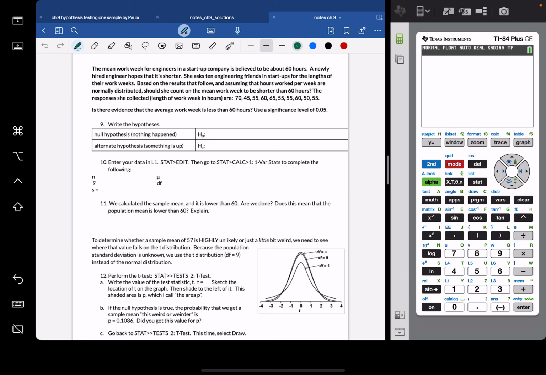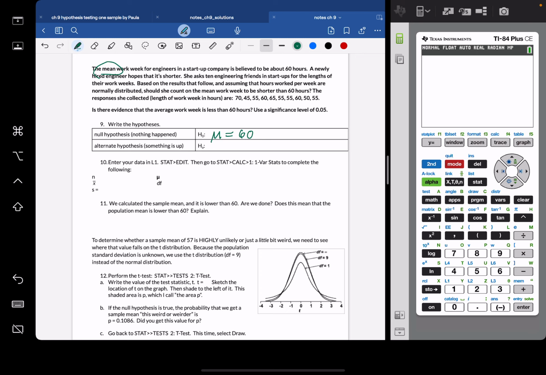The mean work week for engineers in a startup company is believed to be about 60 hours. So that is our null hypothesis. When I see that, I see the word mean. And so the null hypothesis is mu equals 60. A newly hired engineer hopes that it's shorter.